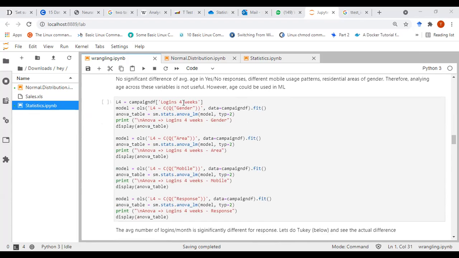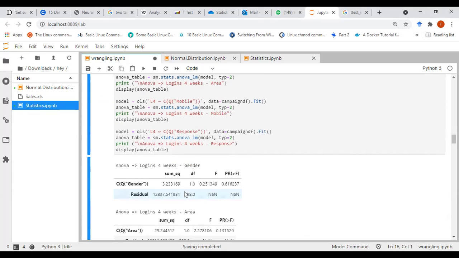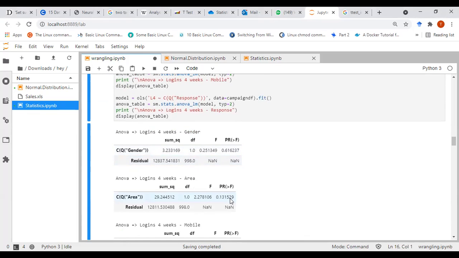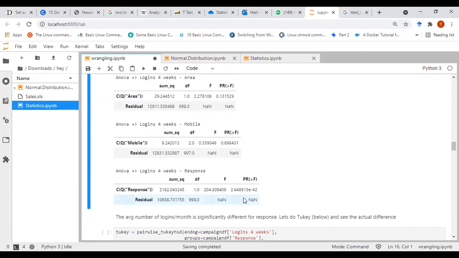So logins 4 weeks. Login 4 weeks is very important. It could be a KPI, because logging in means that you are active. Okay. So I do that with respect to gender, area, mobile response, and now let's see what happens. So 61%, 13%, which is better, but it is not 10%, 69%, and oh wow. The login 4 weeks has only sigma relation with response.